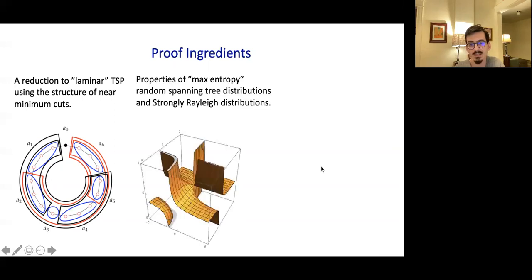The second ingredient is properties of max entropy trees. It turns out that if you look at the multivariate polynomials encoding max entropy distributions, so they're generating polynomials, they have a nice geometry, which places them in the class of so-called strongly Rayleigh distributions. And this gives us a nice range of properties. And we use many of these properties and prove some new ones along the way.